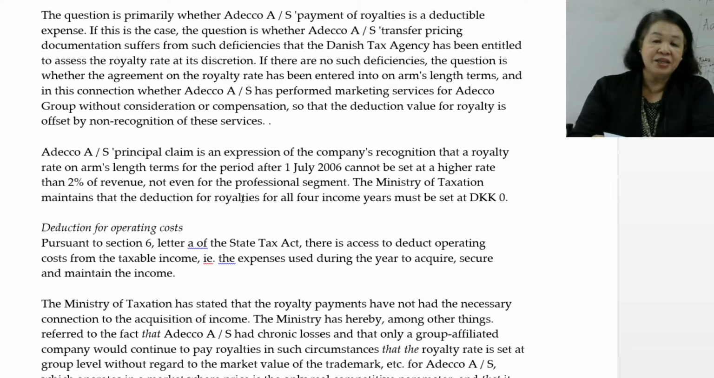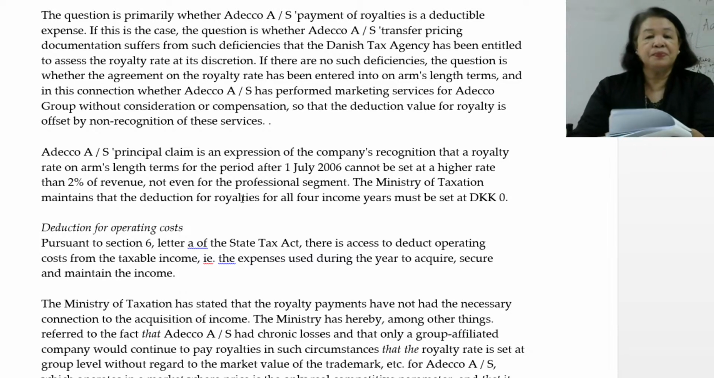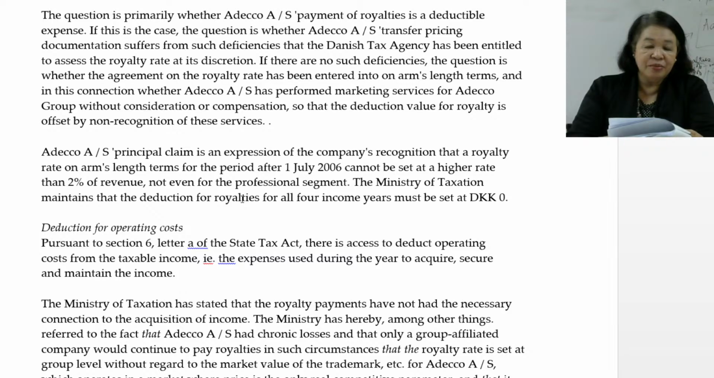Adecco ng mga managers niya kasi ang sabi nila, wala daw connection yung payment ng royalty doon sa acquisition ng income. So, kahit na daw hindi ka magbayad ng royalty, hindi mo gamitin yung brand name or intangible na Adecco Group, magkakaroon ka pa rin ng income, no? Okay.